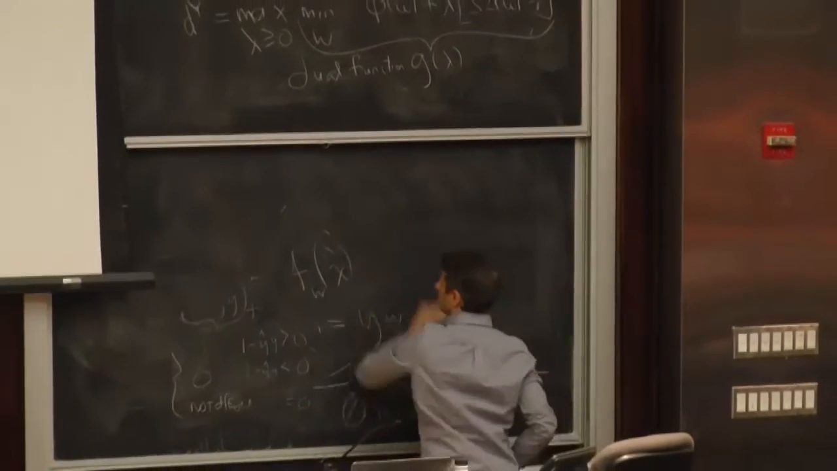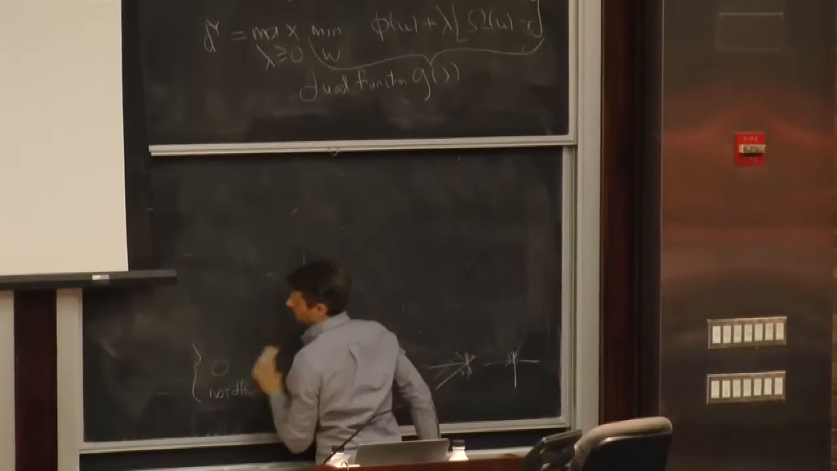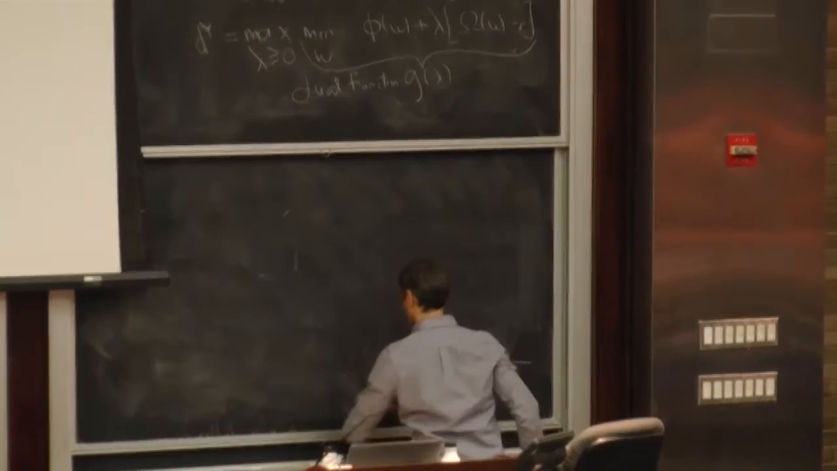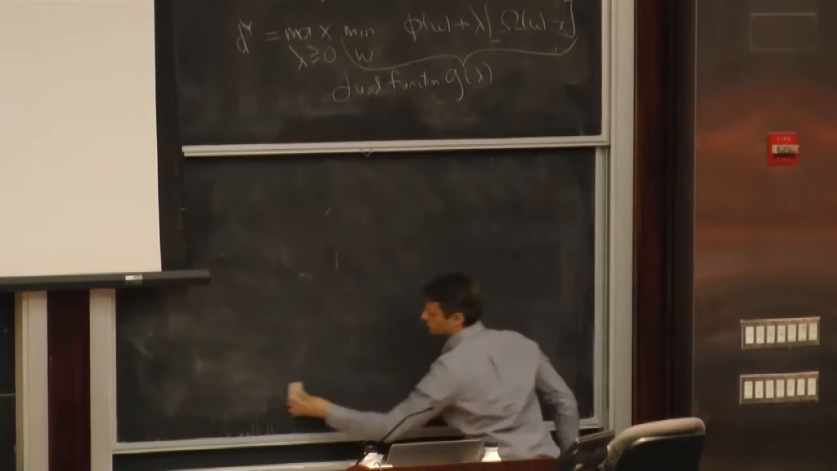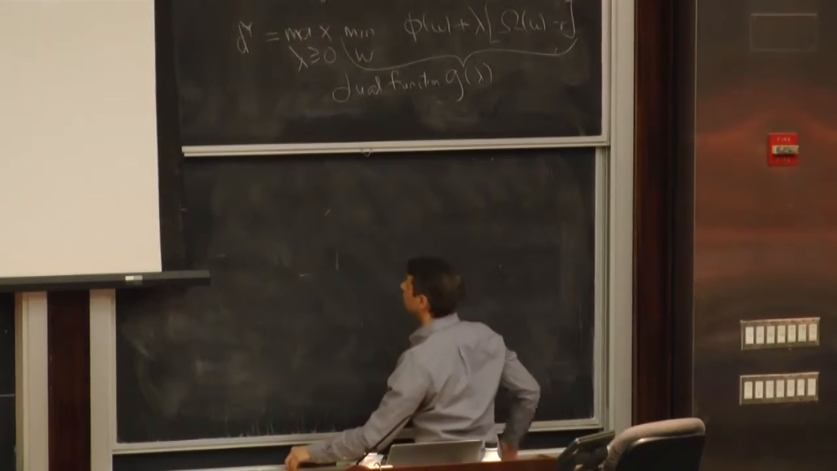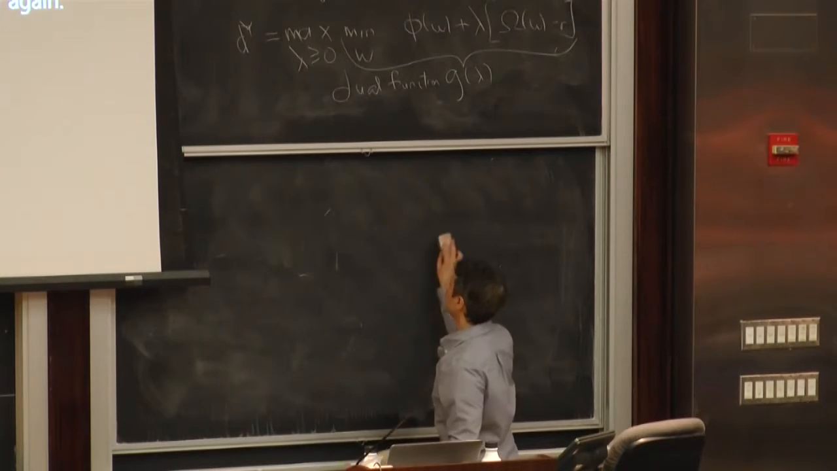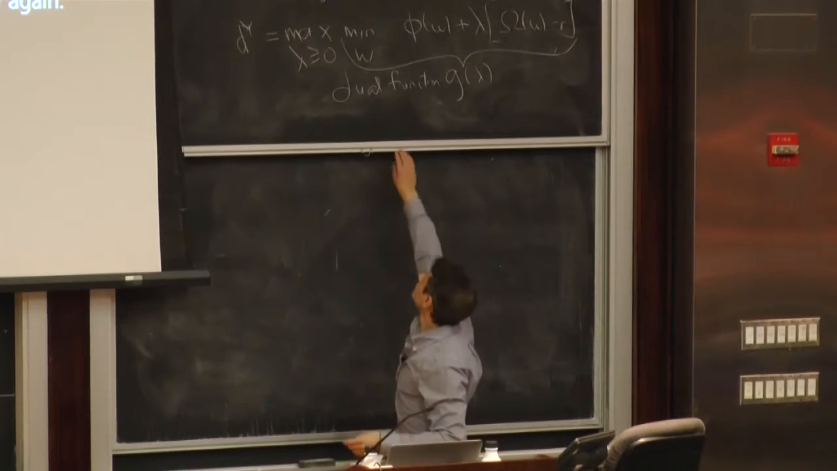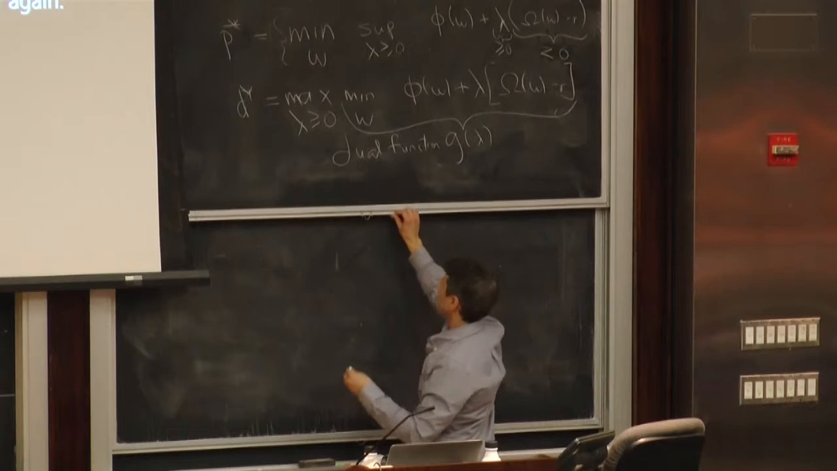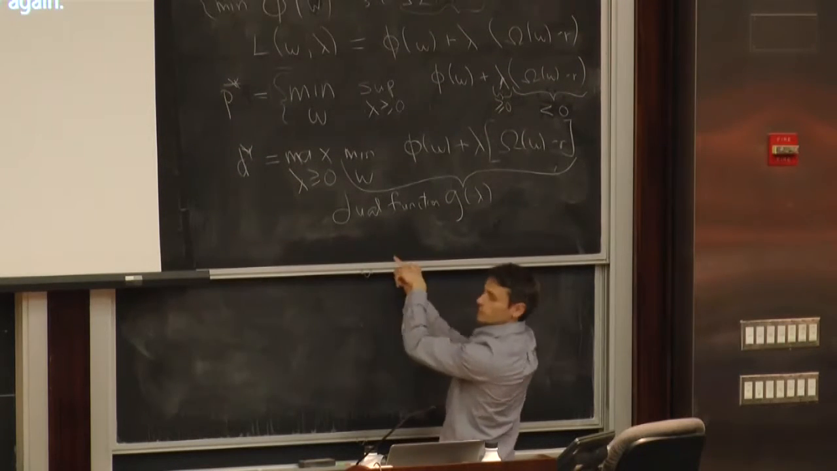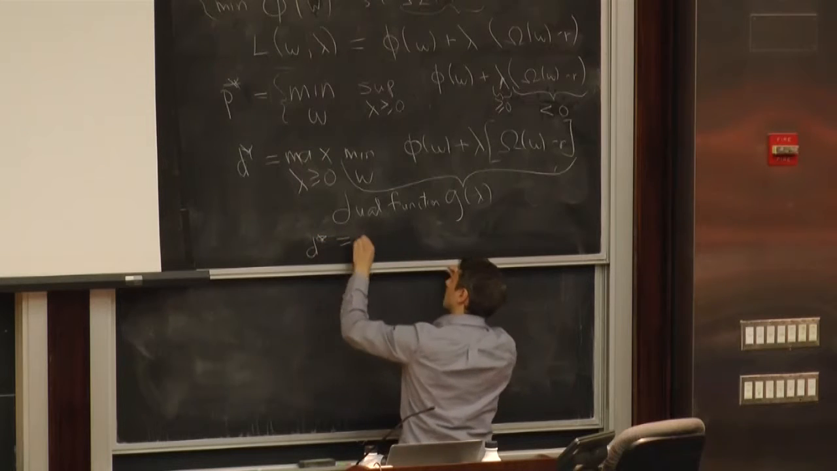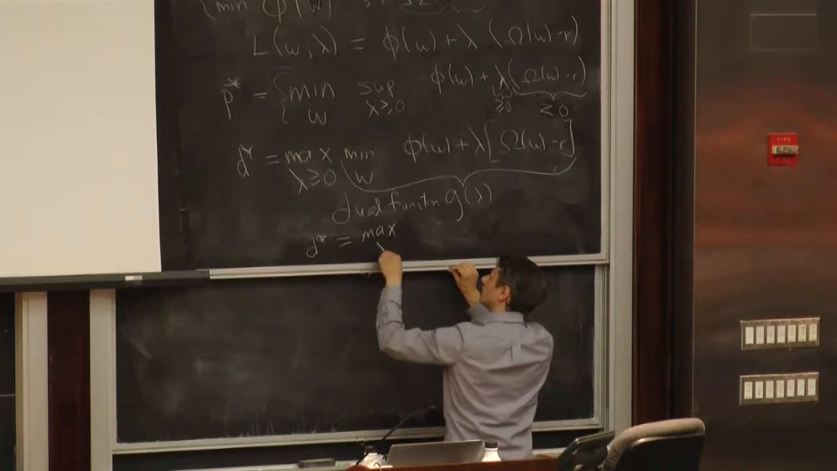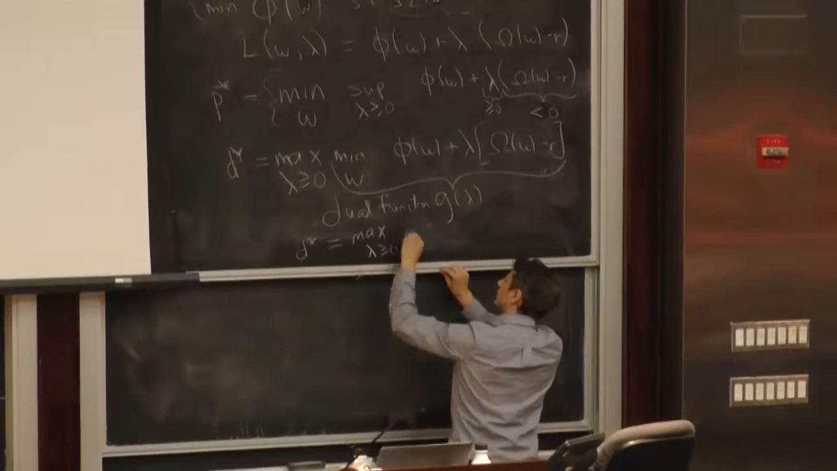Okay. So what do we want to be able to say about the relationship between the solution to the primal and the solution to the dual? First I'm going to simplify the expression of the dual problem. D star is simply the max over lambda greater than or equal to 0 of g of lambda.